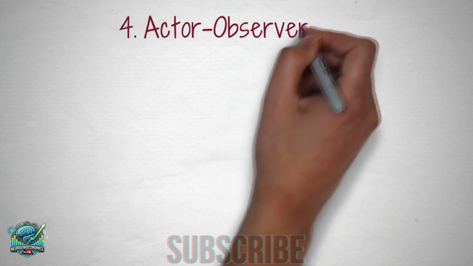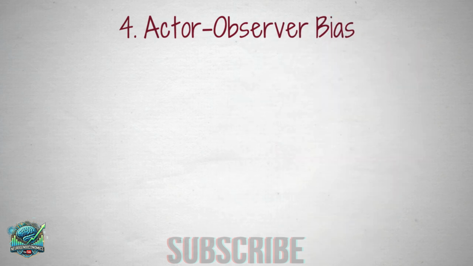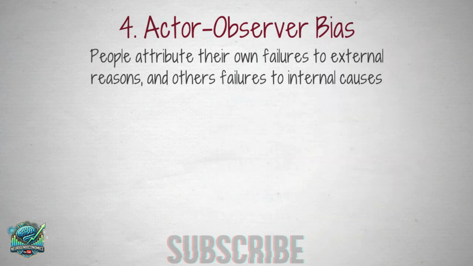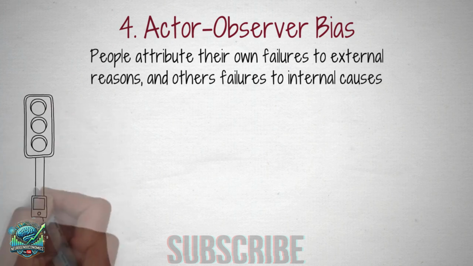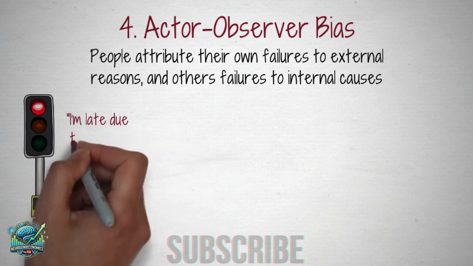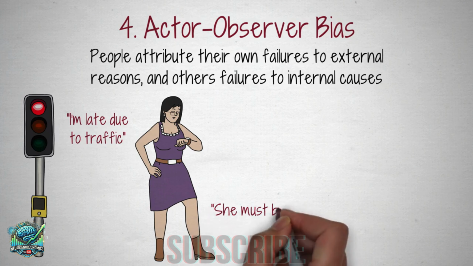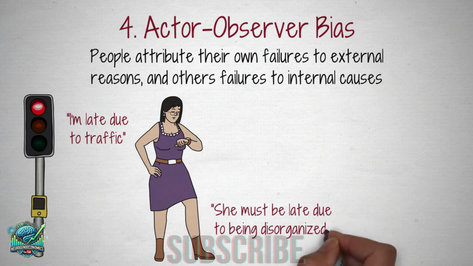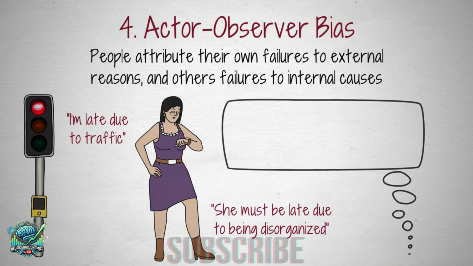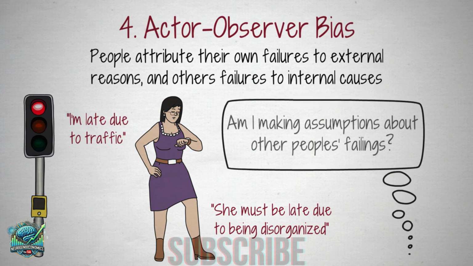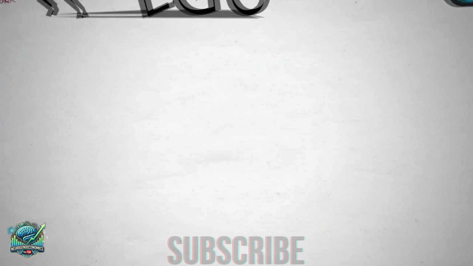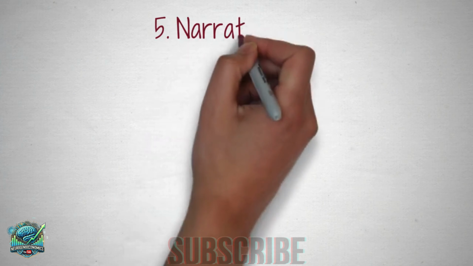4. Actor-observer bias. This is the tendency for people to attribute their own failures to external reasons and others' failures to internal causes. For example, when you're late, it's because there was too much traffic, but you assume that Jane was late because she is disorganized. To avoid this bias, ask yourself, am I making assumptions about other people's failings? Have I let myself off the hook for bad behavior one too many times, while being tough on my colleagues, friends, or family members' failings?